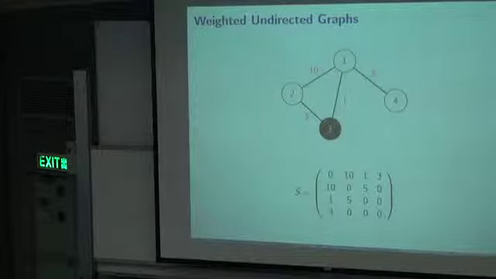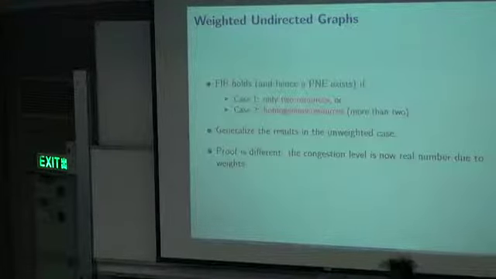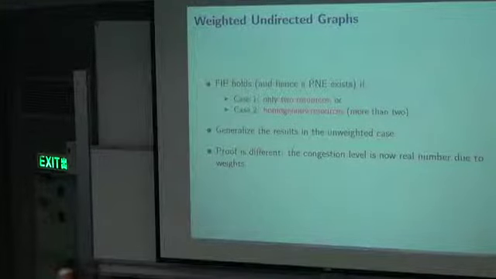Now, what will be the results? Let's first look at the case where the weighted undirected graphs have the finite improvement property. It turns out that we have exactly the same result as before in terms of the group conditions. We have 2 cases. Case 1, we only have 2 resources. And case 2, you have homogeneous resources. But keep in mind that we now allow weighted graphs. So this generalizes the result in the unweighted case.